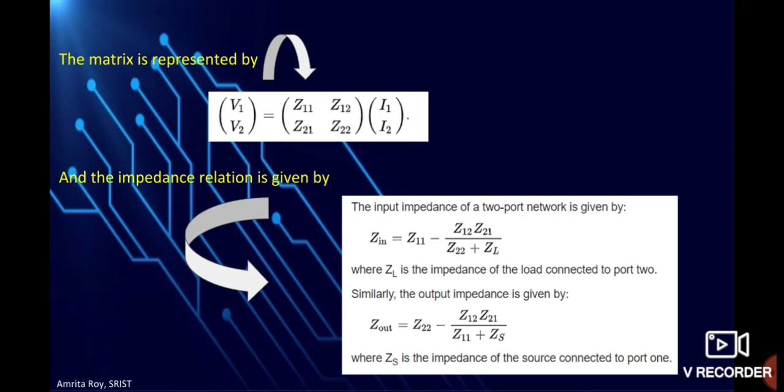The impedance relation is given by, at the input terminal, the input impedance of the two-port network is given by Z input equals Z11 minus Z12 multiplied by Z21 divided by Z22 plus ZL. What is ZL? ZL is the impedance of the load connected to port 2. Similarly, the output impedance is given by Z out equals Z22 minus Z12 multiplied by Z21 divided by Z11 plus ZS, where ZS is the impedance of the source connected to port 1.